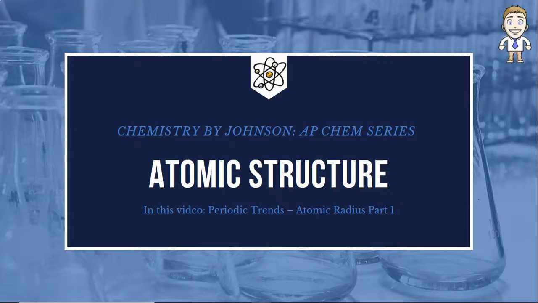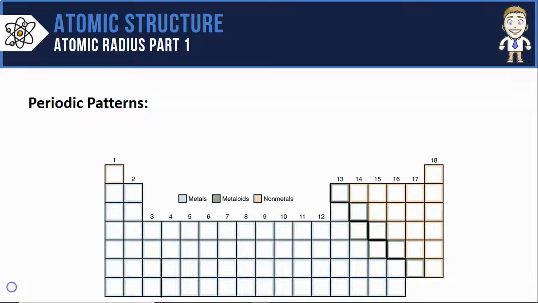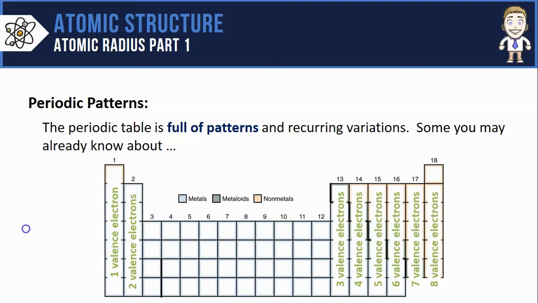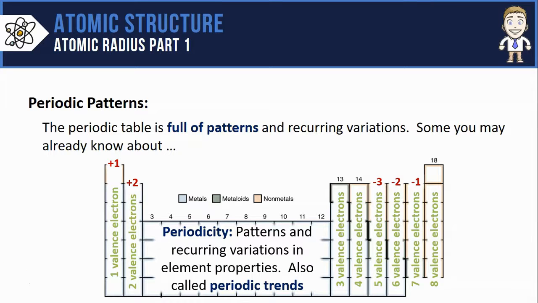Hey everyone, in this AP Chem series video, we're going to start taking a look at the periodic trend in atomic radius. You may or may not already know that the periodic table is full of patterns and recurring variations like that in valence electrons based on column, shown in green, or in charge, shown in red. Whenever there's a pattern or recurring variation in certain element properties, we call that periodicity, and sometimes it's also called periodic trends, which is actually the term that I'll use more often in these videos.